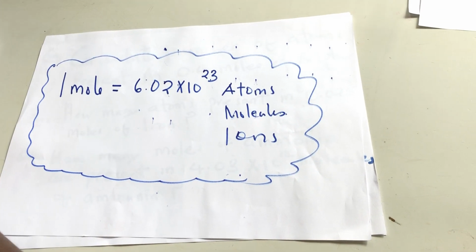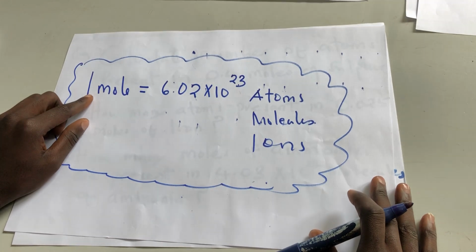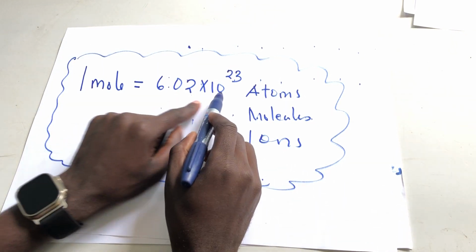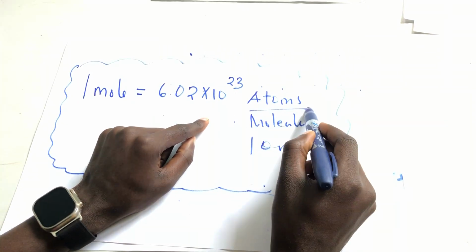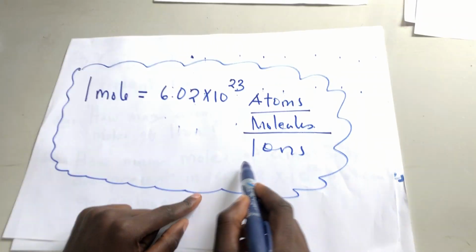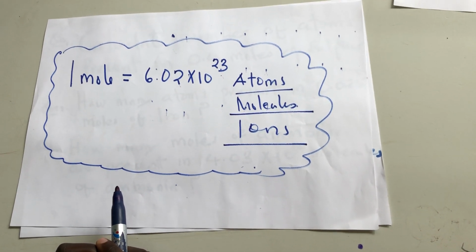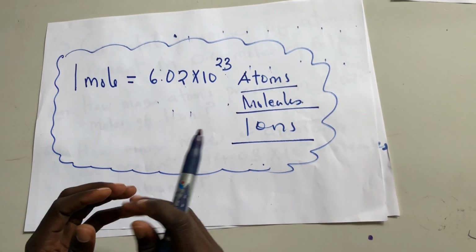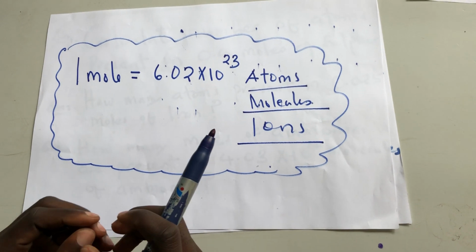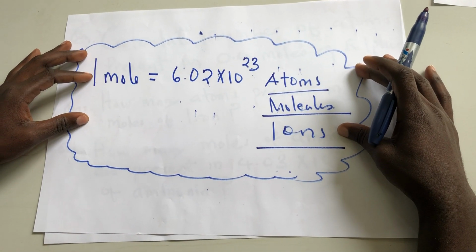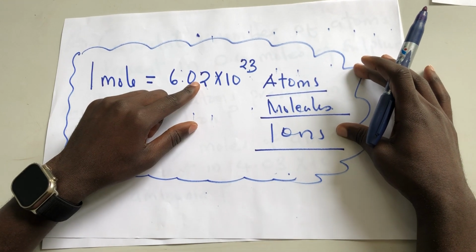Therefore generally tutasema kwamba one mole ina represent 6.02 exponent 23 whether it is atoms, molecules or ions. And this relationship it is very important. Wakati unafanya maswali mbalimbali, hii concept inabidi iweze kukaa kichwani kwamba one mole ni sawa na idadi hii hapa.